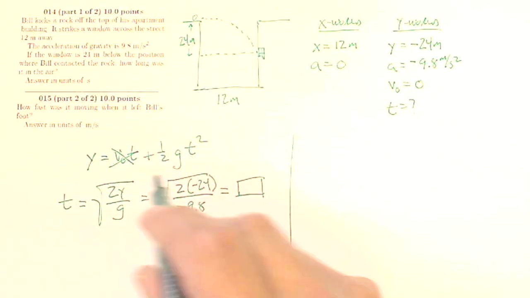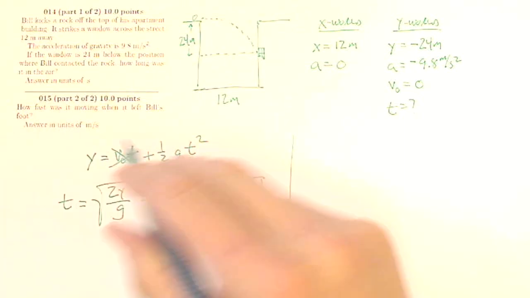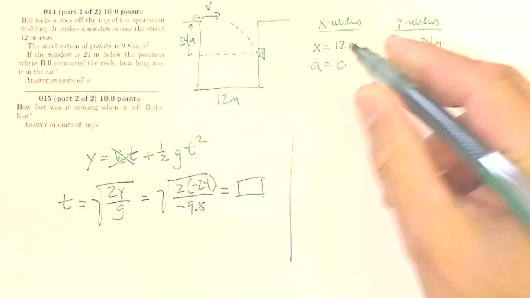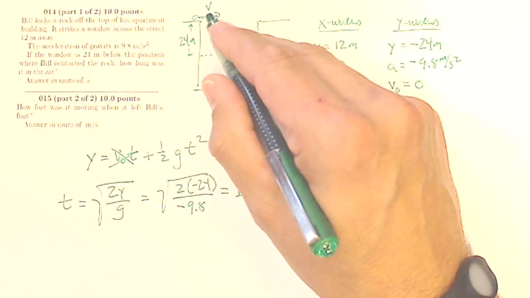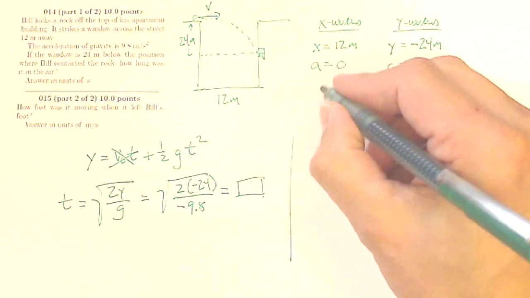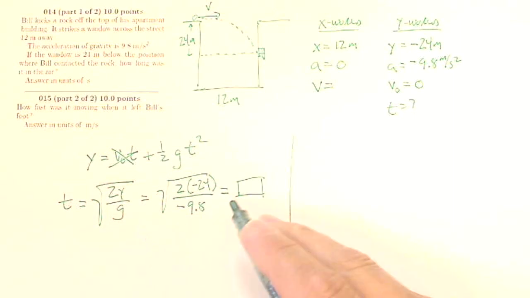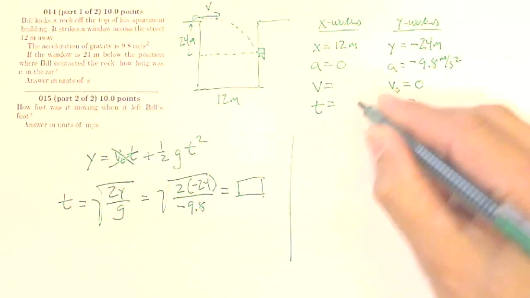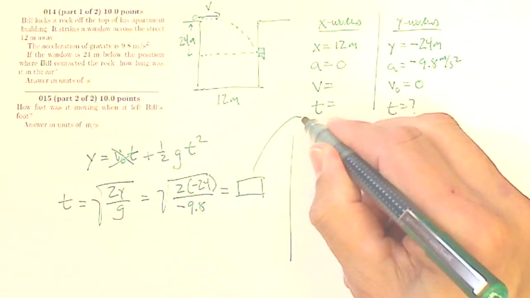Question number 15 says, how fast was it moving when it left Bill's foot? Well, how fast was it moving? It was moving horizontally. So my initial velocity is all X world velocity. It's all horizontal. So this total velocity here starts off in the X world. So really, I'm looking for my velocity here in the X world. I know it moved for this amount of time, so I also know my time, which I got from the Y world, and time can cross over. So this time is this time.